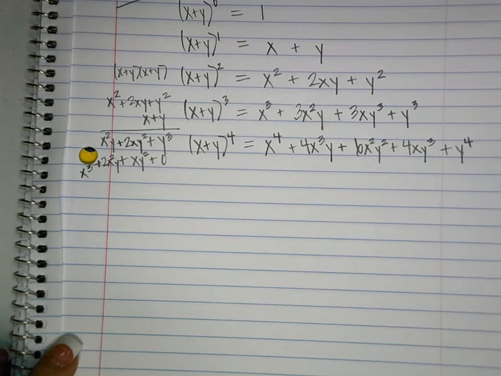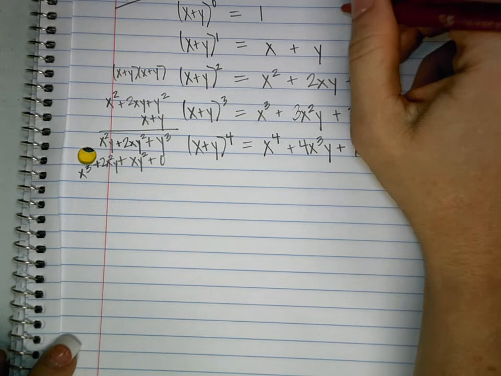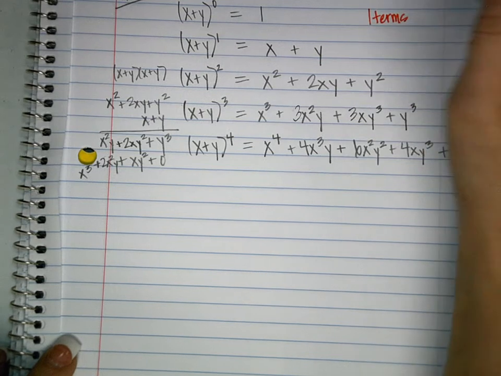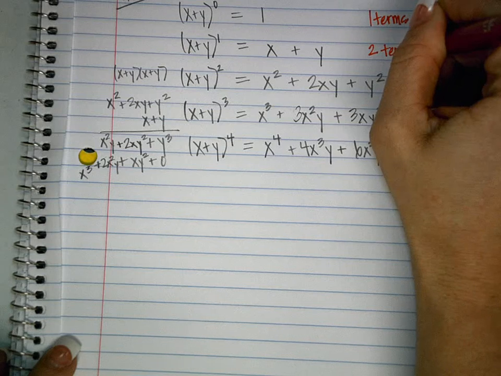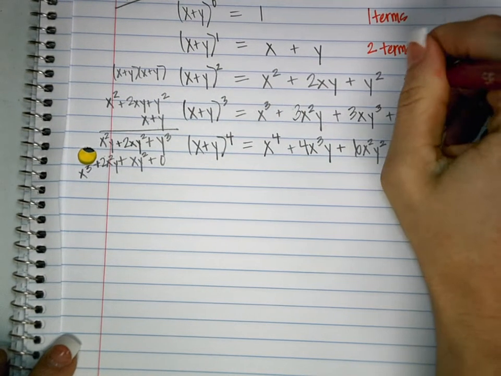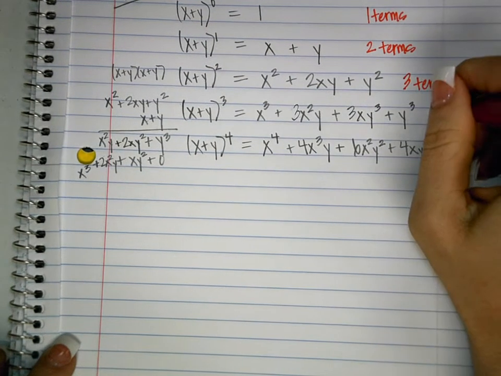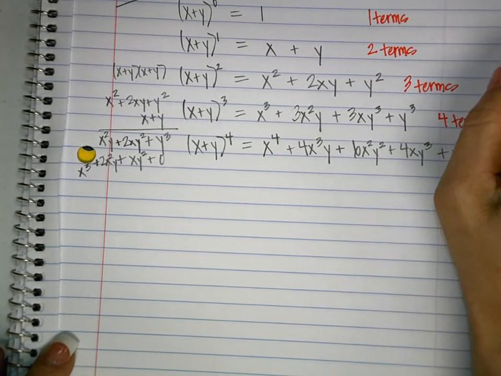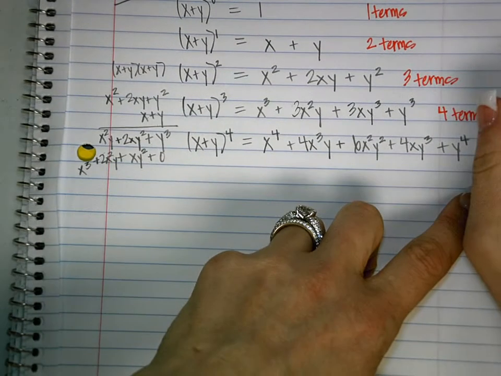So what are we noticing here? First off, let's label how many terms are in the expansion of x plus y to the 0. 1 term. How many terms are in the expansion of x plus y? 2 terms. How many terms are in the expansion of x plus y squared? 3 terms. How many terms are in x plus y to the 3rd? 1, 2, 3, 4 terms. Are we noticing a pattern here? And x plus y to the 4th, there are 1, 2, 3, 4, 5 terms.